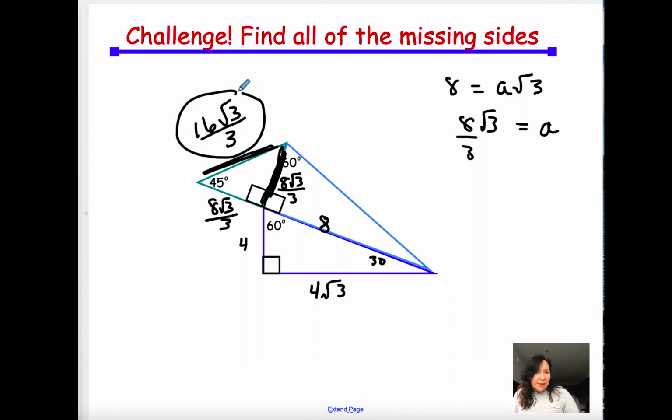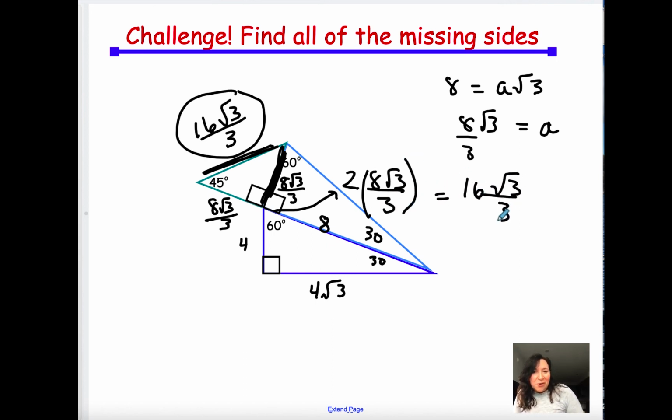And this is completely fine to leave in this form. I don't want a decimal. I just want you to leave everything in root form. And lastly, across from the 90 is going to be twice what's across from the 30. So across from the 30 is my 8 root 3 over 3. So 2 times 8 root 3 over 3 makes 16 root 3 over 3. Holy cow, look at that. So anyway, that's kind of cool.